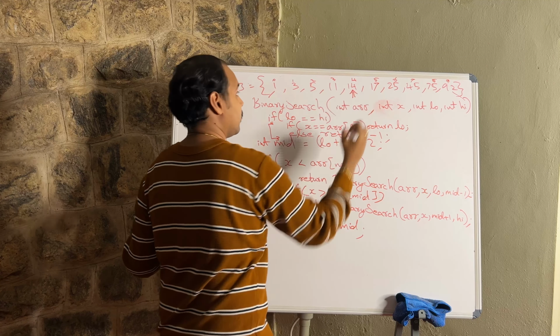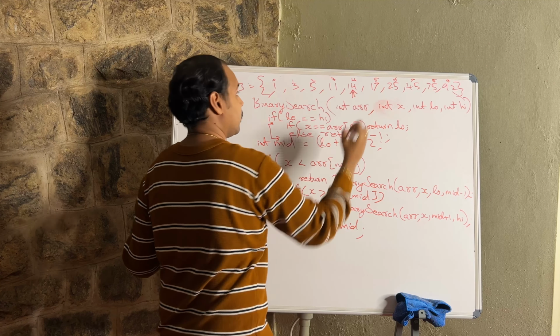Now we check whether 13 is in the left side or in the right side. So if 13 is less than 14, yes, it is true. So we call binary search again with low as the same. Instead of high, we pass in mid minus 1. Mid is 4, mid minus 1 is 3. So this is the new high.